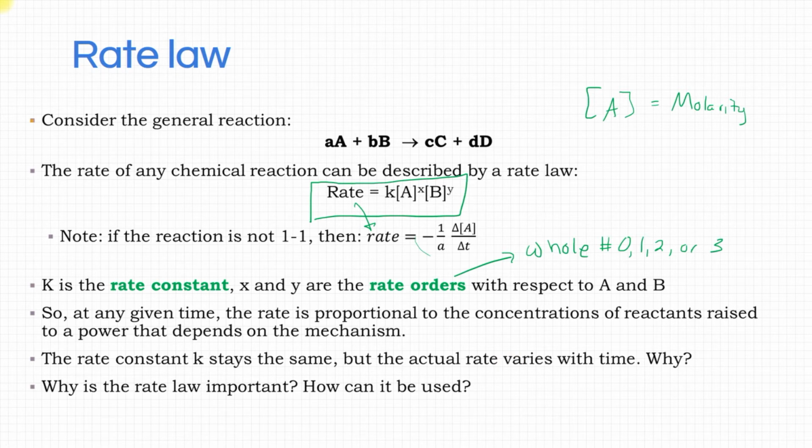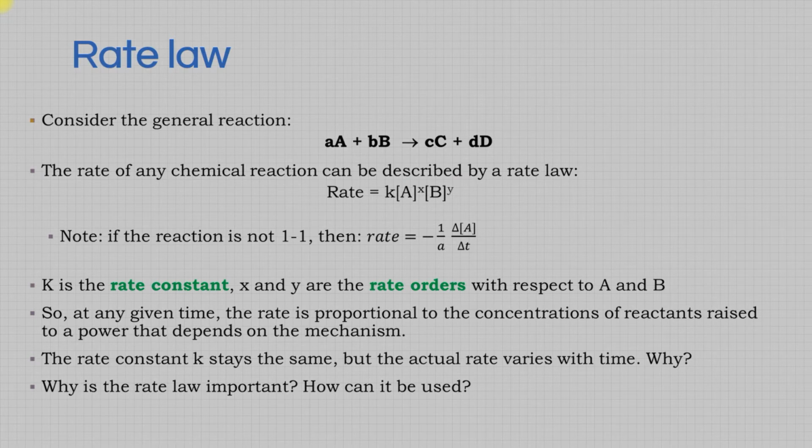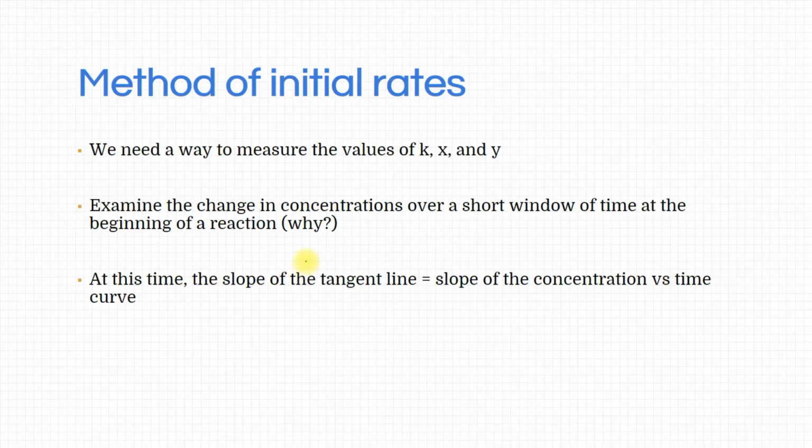We need to find a catalyst. Or we need to play with the conditions to make collisions happen more often. So that's one application. This method of initial rates is made to find k, x, and y. So it's a 3-variable problem. You should be able to answer this question, so take a second, jot that down. You can pause the video and answer why it's important to do it at the beginning of the reaction.